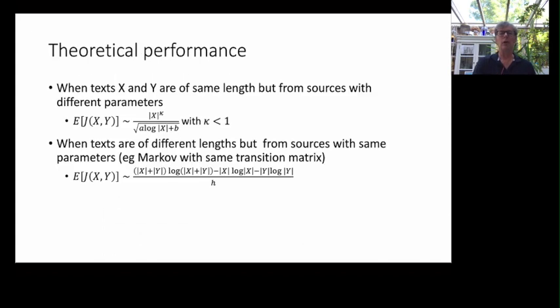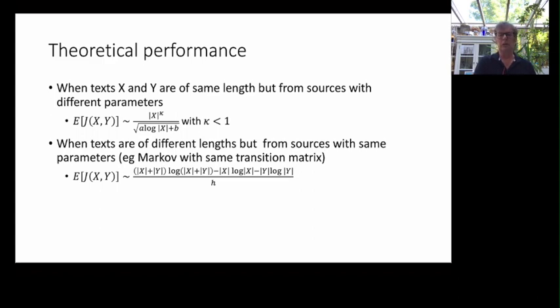The theoretical performance of joint complexity has been analyzed before. When the texts x and y are the same length, but built from sources with different parameters, then the joint complexity is sublinear in the length of the text. And the more sublinear it is, the more different the sources are.